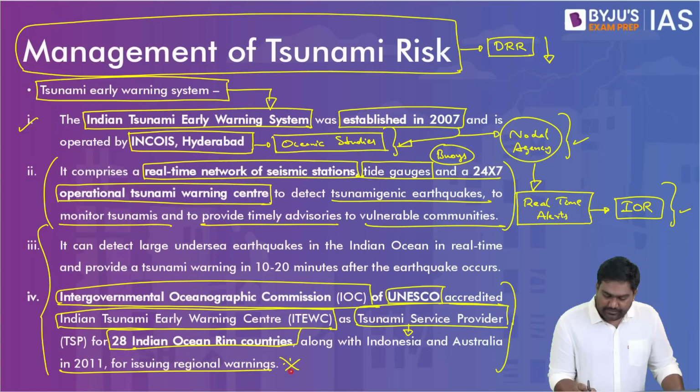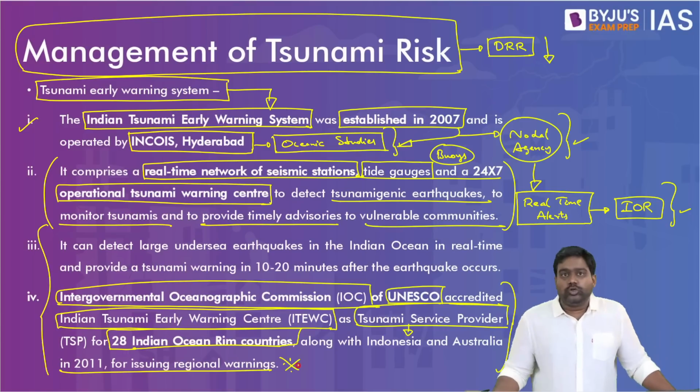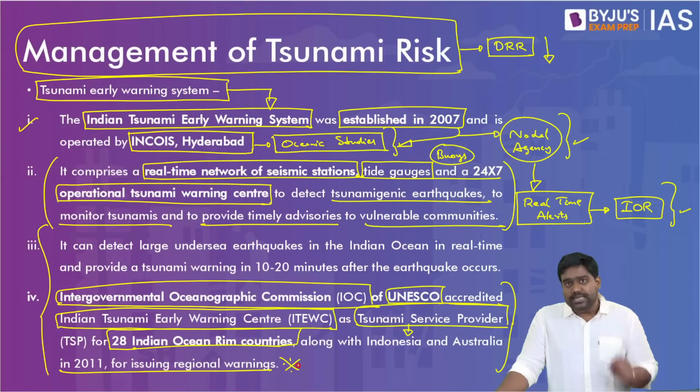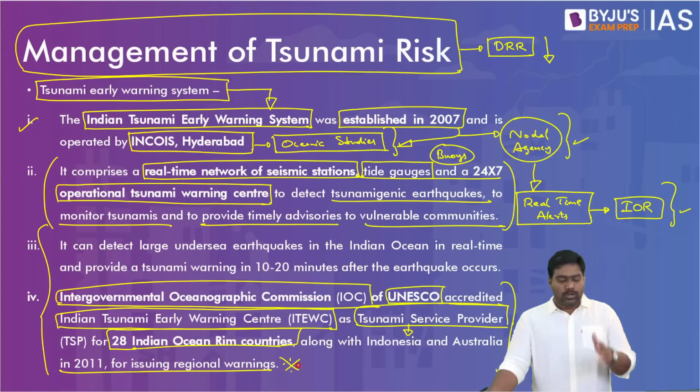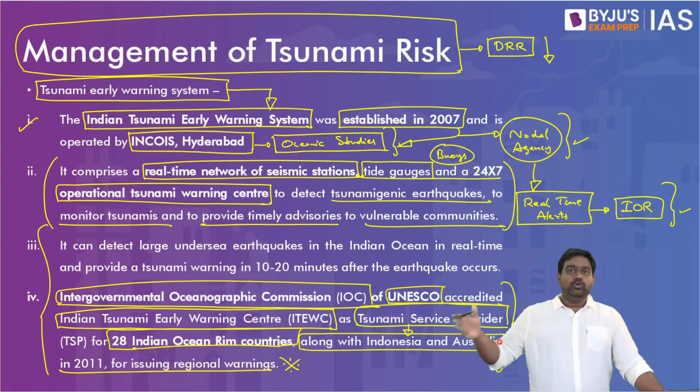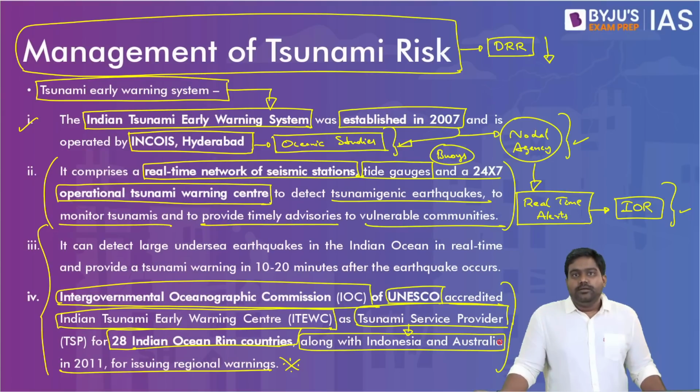Please remember this point again, very, very important. This system will not only help India, it will help almost all the countries in the Indian Ocean. So India's tsunami early warning system has been recognized as the nodal agency to give alerts for 28 Indian Ocean rim countries because they don't have the facilities and the technology. The Intergovernmental Oceanographic Commission of UNESCO has designated the Indian Tsunami Early Warning Center as the nodal early warning agency for the Indian Ocean, stretching from Indonesia to Australia to West Asia to East Africa. Is that clear?